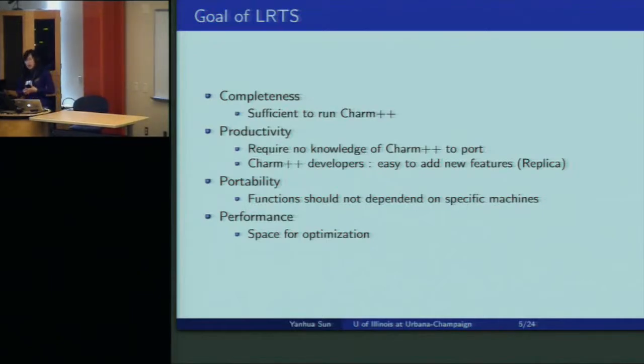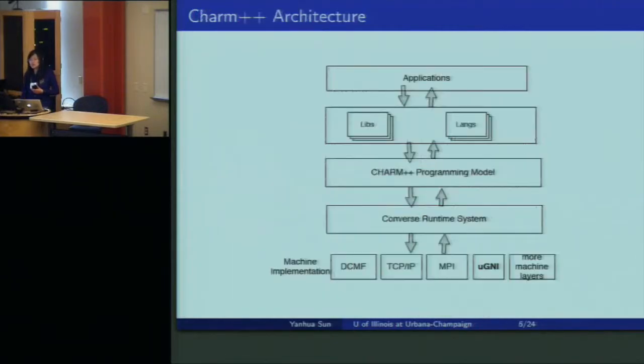And the third is portability. That means the set of LRTS functions shouldn't depend on any specific machine layers. Instead, it should be common and universal for all the machine layers. However, of course, we know different hardware has its own space of optimization. So on the other side, we still want to maintain the good performance of Charm, so we should allow some space for optimization. Keep these goals in mind.